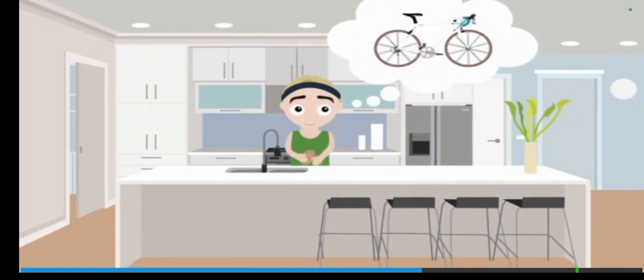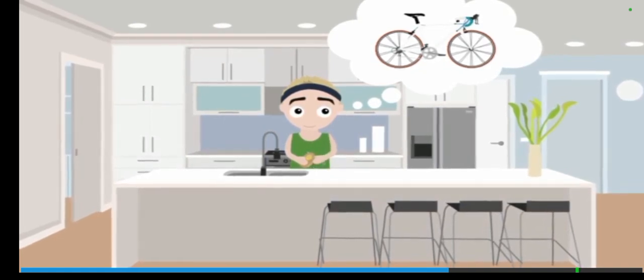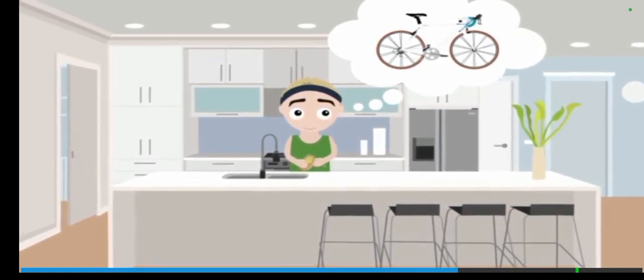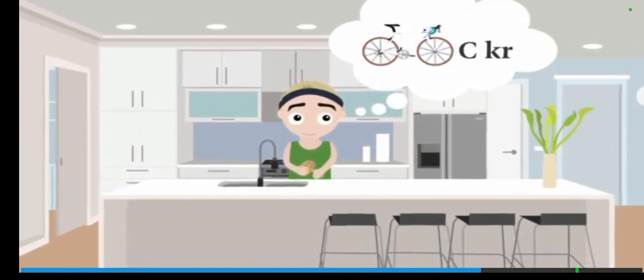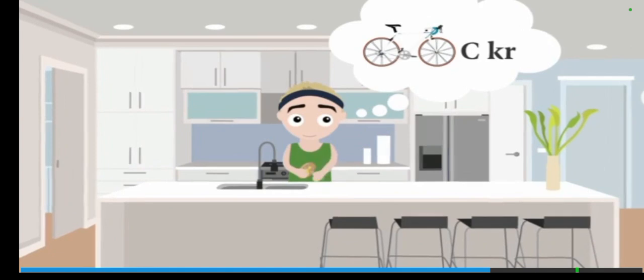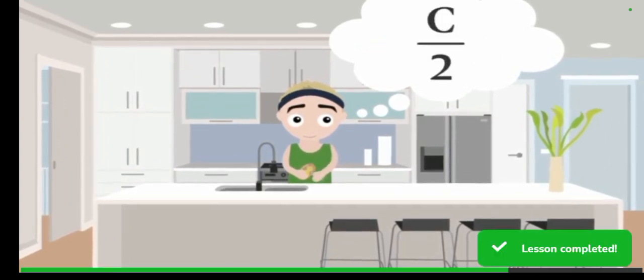Okay, Leon wants a new bicycle, and his father is going to help him. If Leon earns enough money for half the bike's price, his father will pay the other half. Write an algebraic expression that describes how much money Leon needs to save if the bicycle he wants costs C kroner. Leon needs to save C divided by 2 kroner.